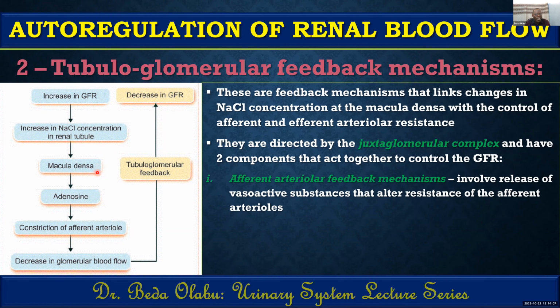This will cause release of adenosine. Now, adenosine diffuses and acts on the afferent arteriole. It causes constriction of the afferent arteriole. If you have constriction of the afferent arteriole, you reduce glomerular blood flow because an increase in resistance of the afferent arteriole reduces renal blood flow. And so you see, because of that mechanism, there'll be a reduction in GFR. Remember, it started with an increase in GFR, but now we have a reduction in GFR.